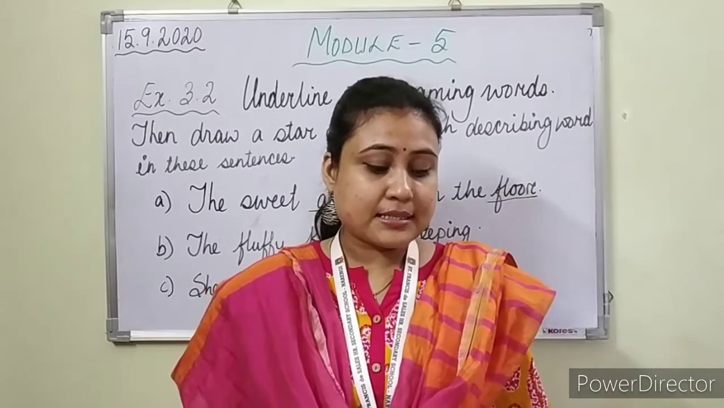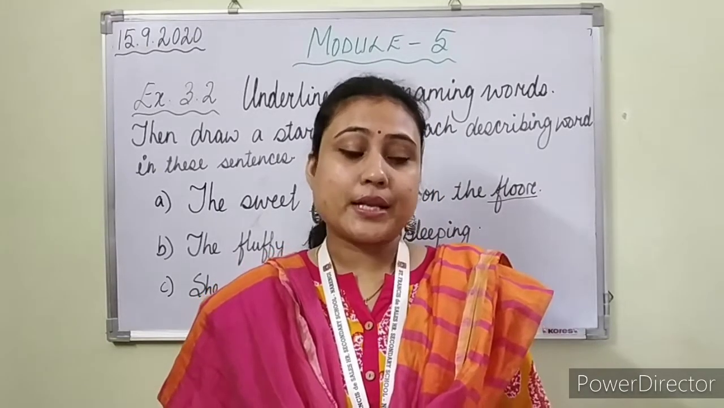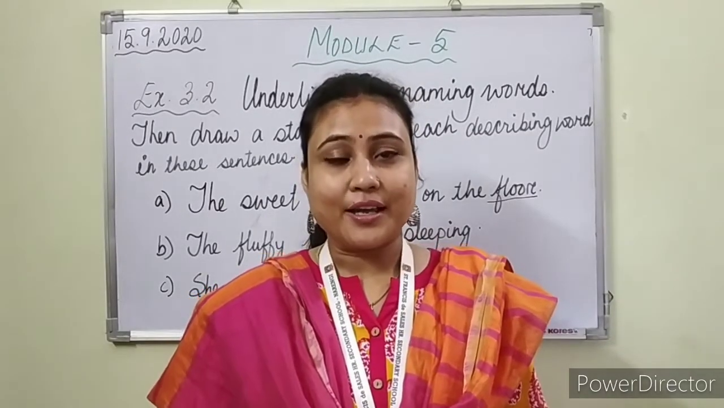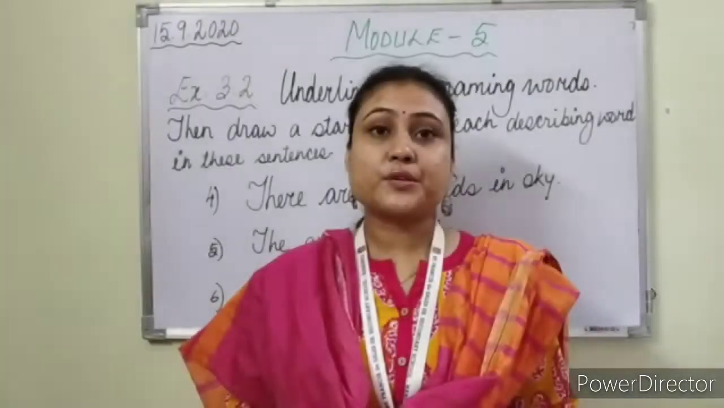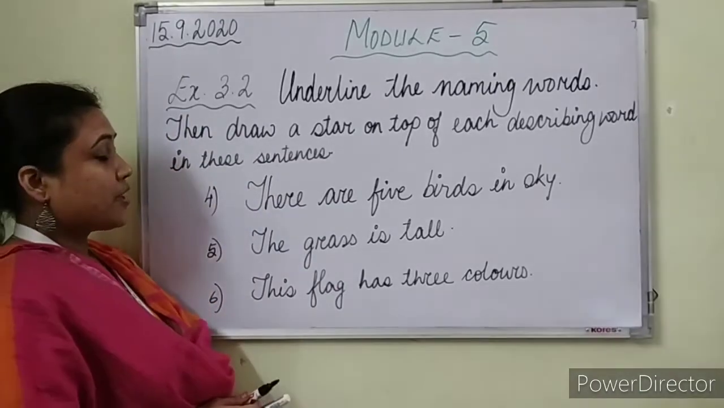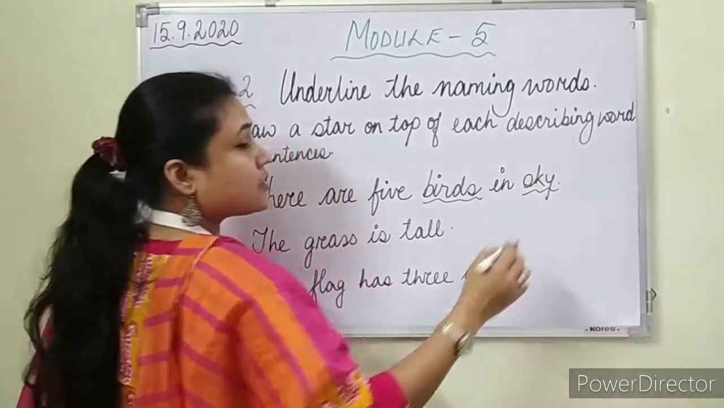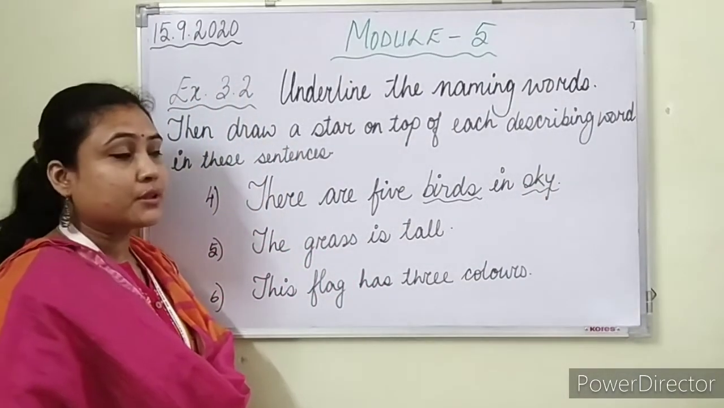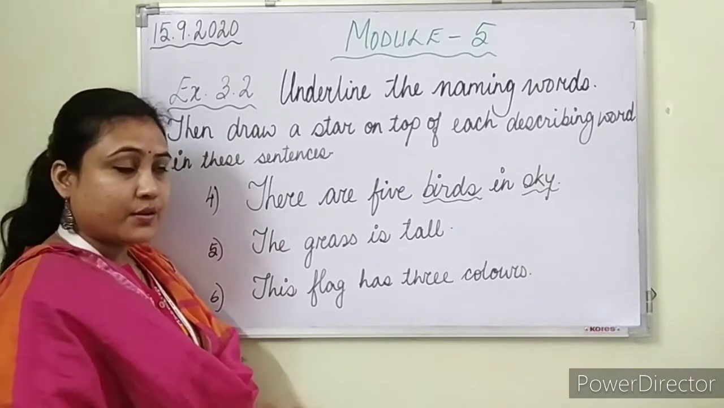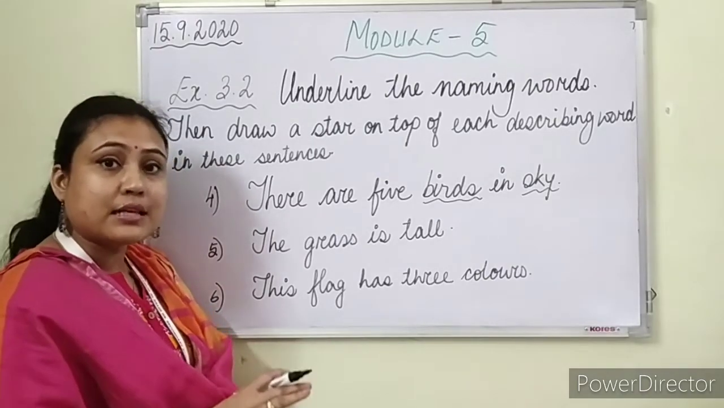Moving to number 4 now. Number 4 sentence is: there are 5 birds in the sky. Let's check how many nouns are there and which is the adjective or the describing word. Coming to the 4th sentence, my dear students, please check. Here, the nouns are birds and sky. Just now I told you that it doesn't matter how many nouns are in a single sentence, but you have to see which noun has been described.